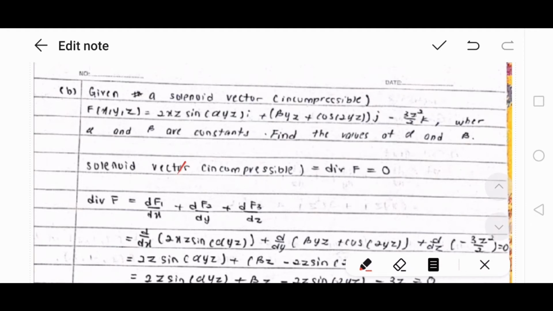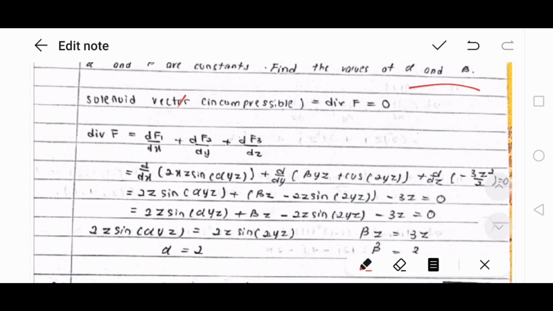B. Given a solenoidal (incompressible) vector field F(x) as given, where alpha and beta are constants, find the values of alpha and beta. First, as we know, a solenoidal vector is incompressible, which means div F is equal to 0. So we must find div F.